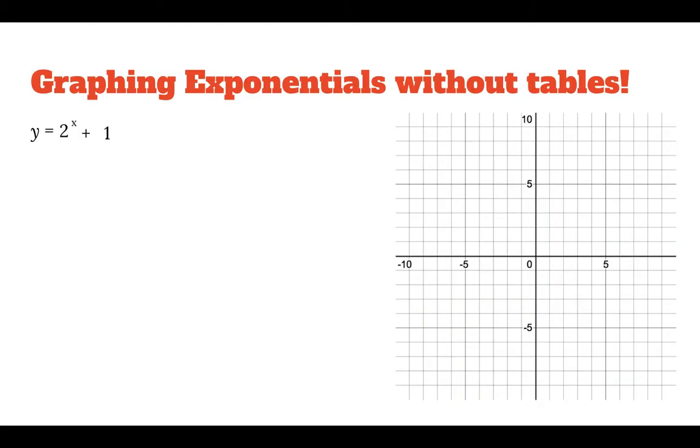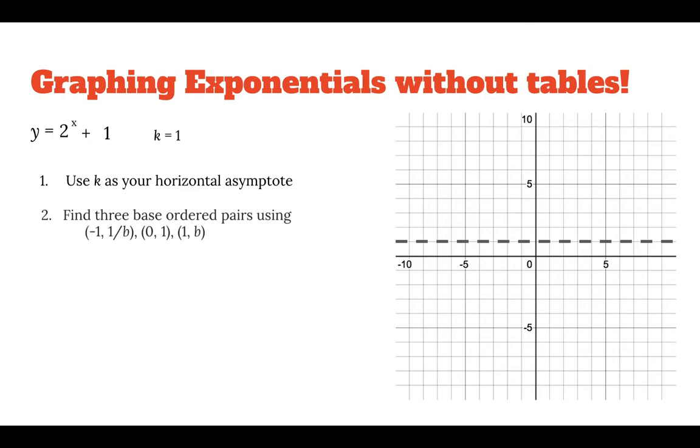So we've got y equals 2 to the x power plus 1. Step 1, and I'm going to use this every time, is I'm going to use the letter k, or the number that's in the k position, for my horizontal asymptote. So the number I have here is a 1. That means I draw a horizontal line that crosses through the y-axis at positive 1. So the graph will not cross this line. Step 2, I'm going to find my 3 base ordered pairs. The base in this case is the 2. So as I plug that information in, I have (negative 1, 1 half), (0, 1), (1, 2).